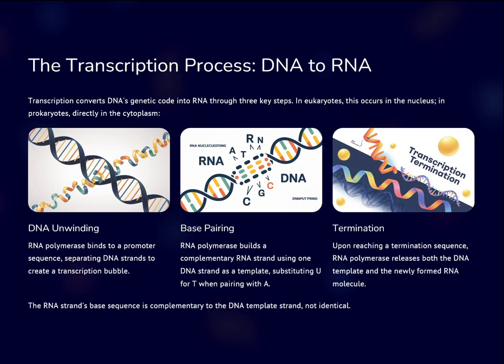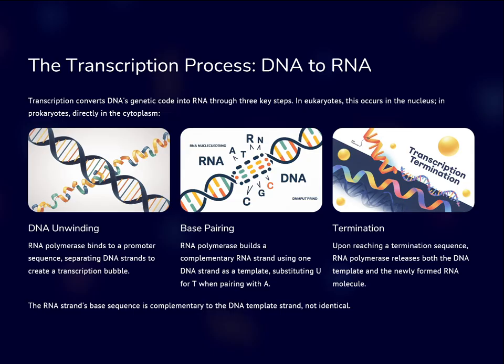So let's go step by step through the process of transcription. Inside the nucleus, an enzyme called RNA polymerase recognizes a region of the DNA called a promoter. This promoter is a special sequence that tells the enzyme, hey, start here. RNA polymerase then unwinds a portion of the DNA and uses one of the strands, which is called the template strand, to build a new complementary RNA strand. It does this by adding RNA nucleotides that match the DNA base pairs.